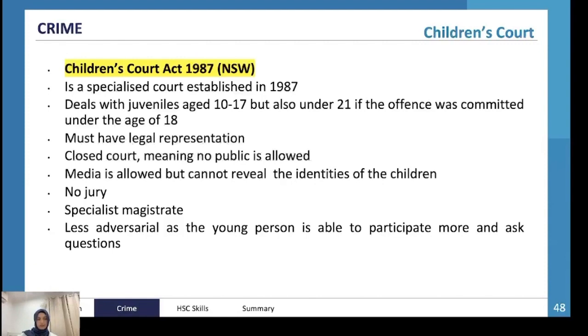It's a closed court, meaning no public is allowed. Media is allowed, but cannot reveal the identities of the children. So they may just give a fake name in order to abide by that. There's no jury. Basically, the reason why they have a closed court as a children's court is because it gives the children appropriate time to rehabilitate and to reintegrate back into society. If they are publicly vilified and publicly exposed at such a young age, it basically is very detrimental for their future to be able to live a normal life outside of that crime.